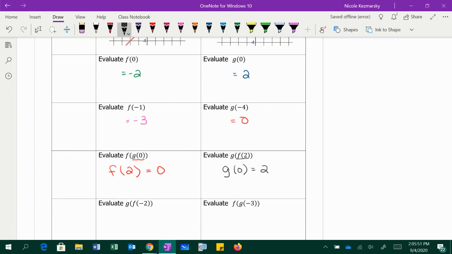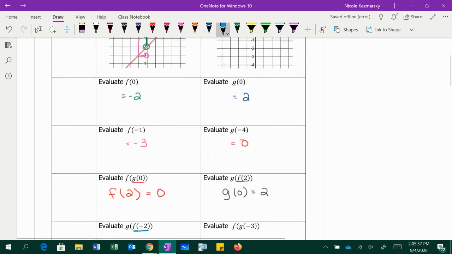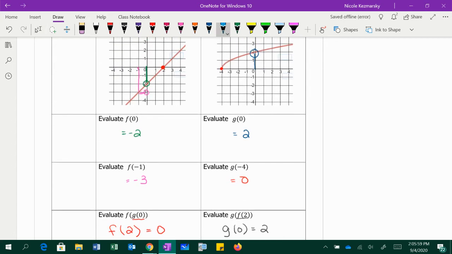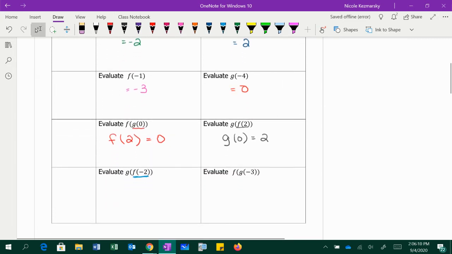Let's try a couple more. So g of f of -2. So f of -2 is where I'm going to start. I'm going to go up to the graph. I'm going to go find -2, trace down to my function, boom, over to my y-axis. That gives me -4. So now this turns into g of -4. G of -4 we know, we already did that one, happens to be 0.